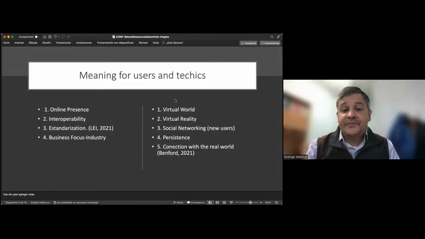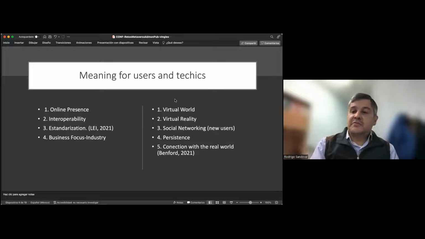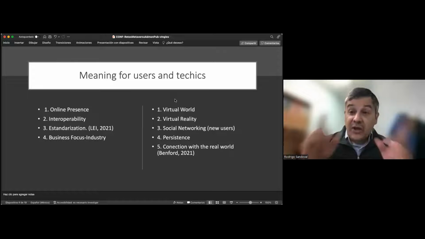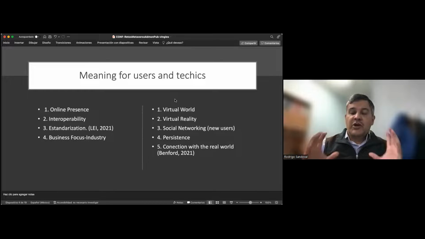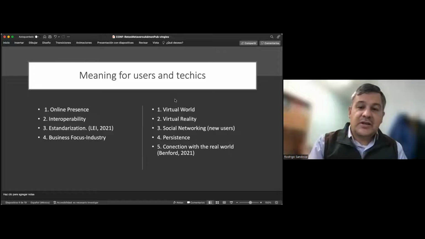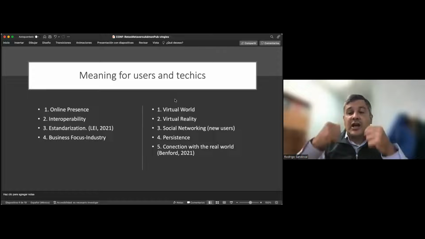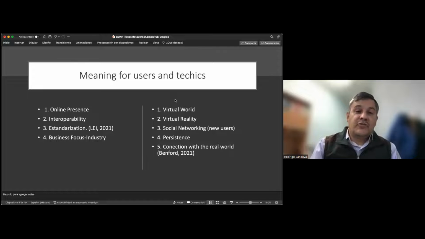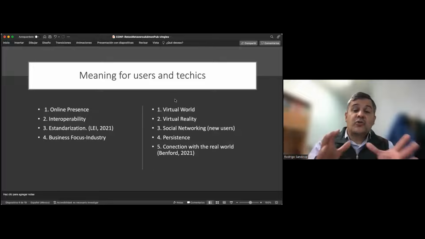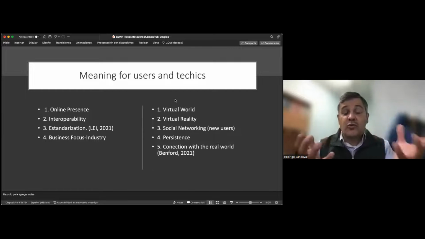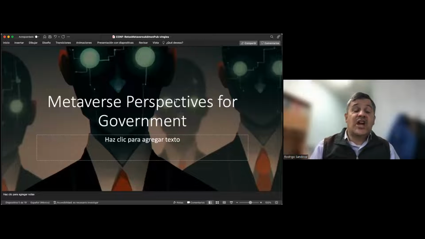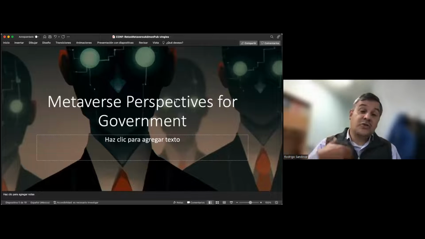And finally, according to Benford, all of this is going to happen, but we are also going to maintain the connection with the real world. I mean, we can go inside this virtual world, but we can also have the connection with the real world. In other words, we are going to live between worlds, between one world and the other. And this is a challenge for the government, at least from my humble perspective.